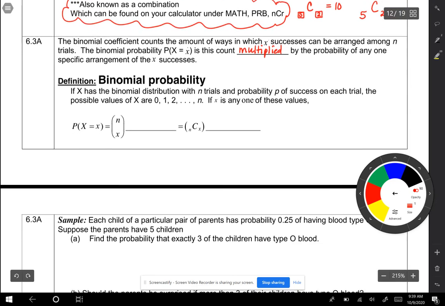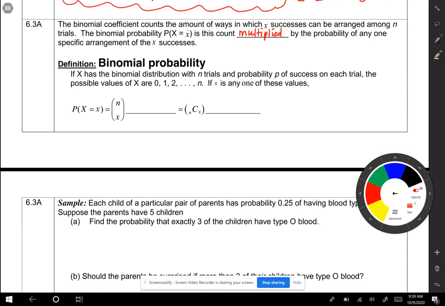For the definition of binomial probability: if X has the binomial distribution with n trials and probability p of success on each trial, the possible values of X are 0, 1, 2, all the way up to n. If x is any one of these values, I'm going to go over this again. This right here is the binomial coefficient. So how do you calculate a binomial probability? That's what you're being asked here.